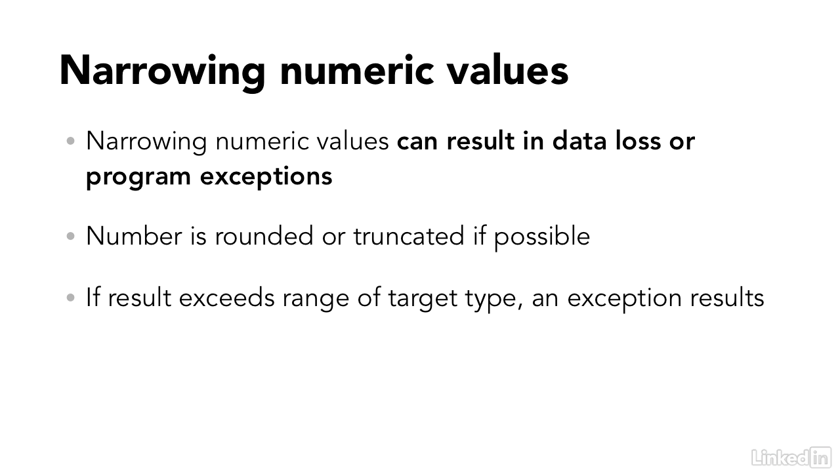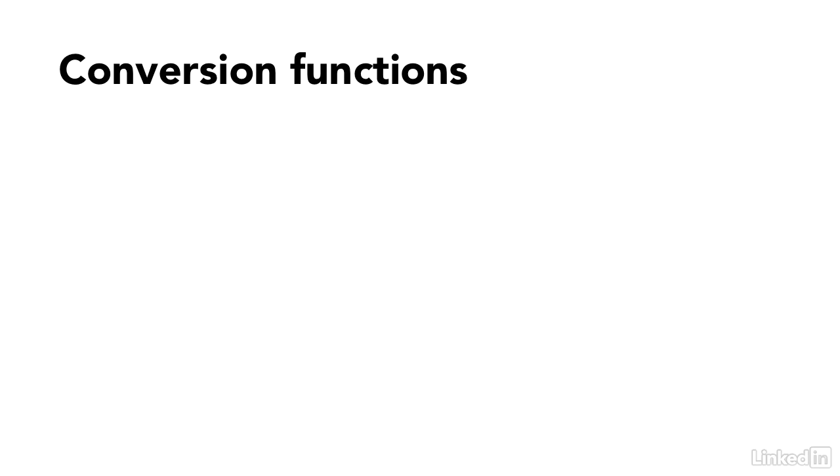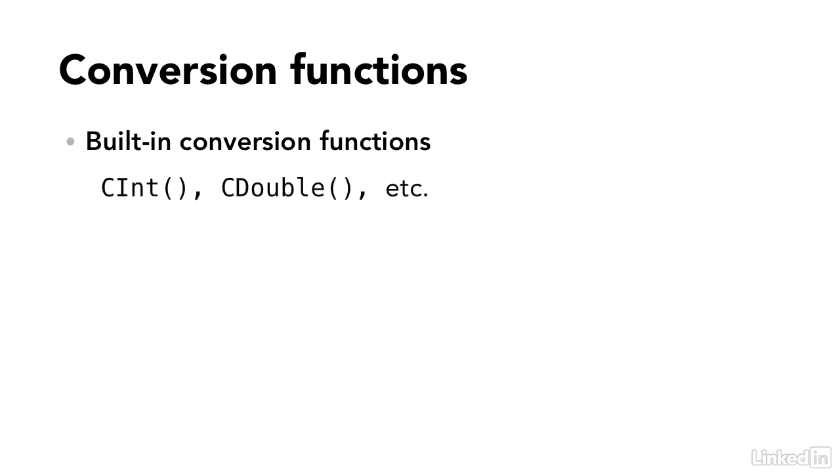To convert values when narrowing, there are two sets of conversion functions available. One older set of functions that came from Visual Basic 6 and has been implemented in the latest versions of Visual Basic, and one that was added in Visual Basic .NET. The older set of conversion functions are called the built-in conversion functions. They all start with the letter C for convert and then end with the target data type. So you have CInt for integers, CDbl for doubles, and so on.